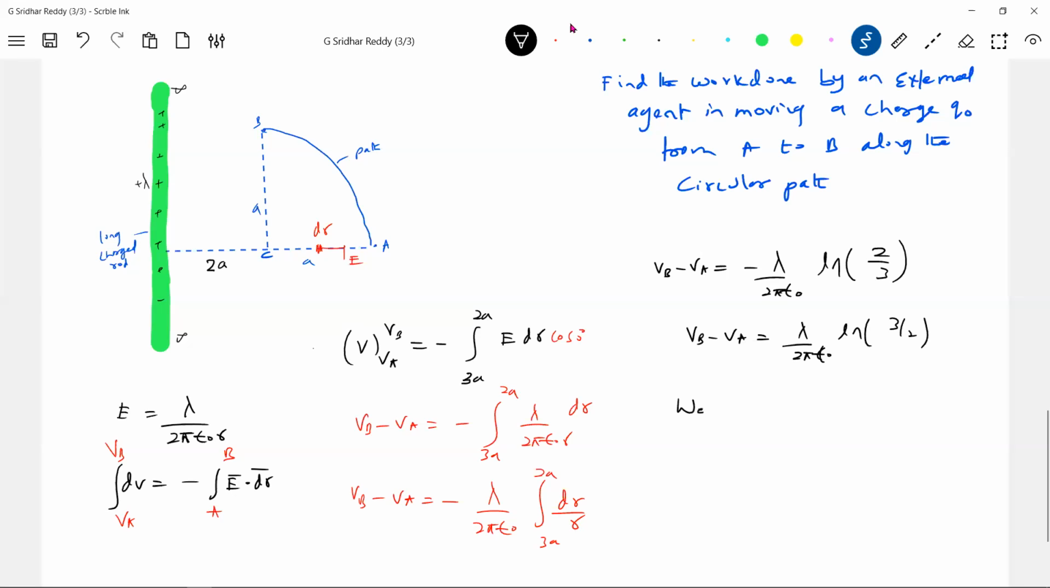Okay, let's come down. Work done by external agent in moving a charge from A to B. What is the charge? Q naught. It should be equal to what, Q naught times VB minus VA. A to B, it will become VB minus VA. So do we know the potential difference? Yes, we know. Q naught lambda by 2 pi epsilon naught.